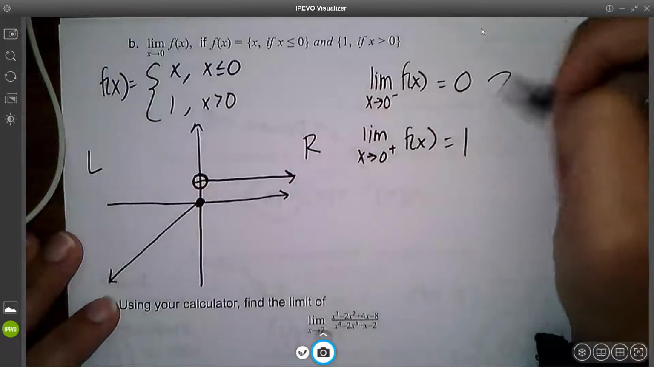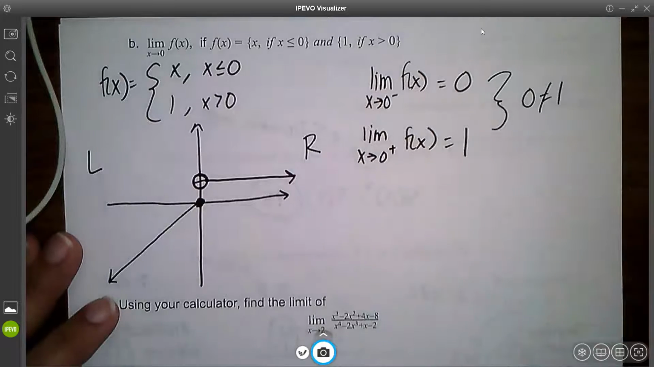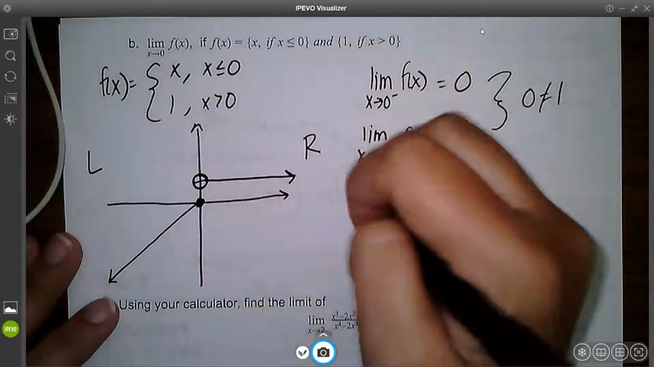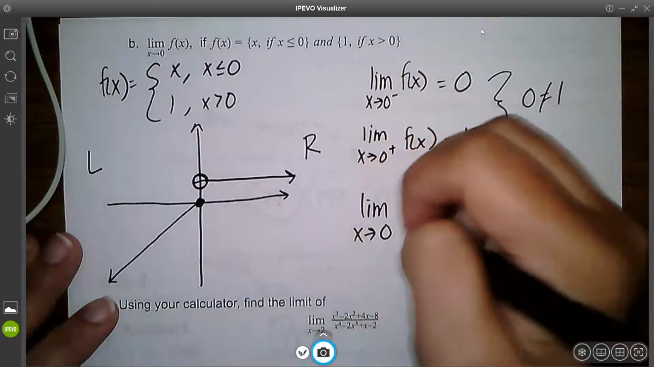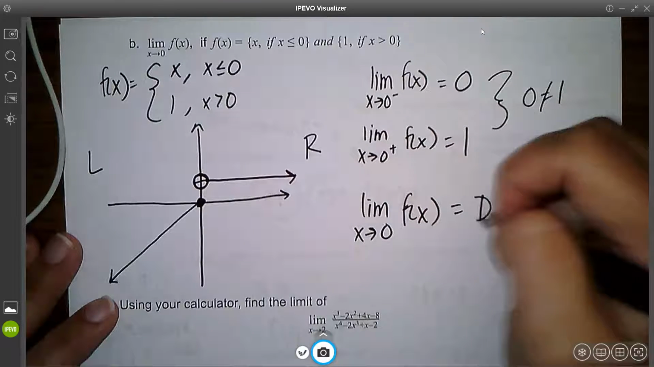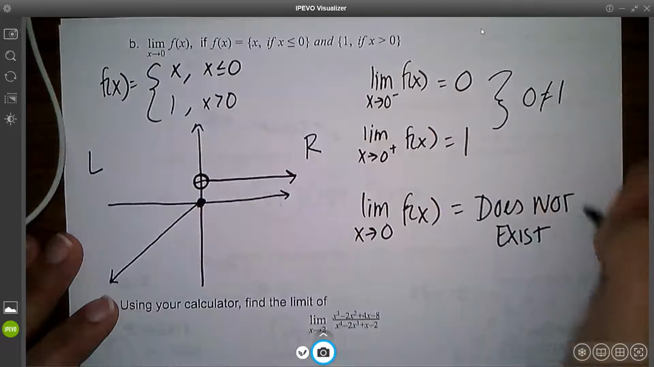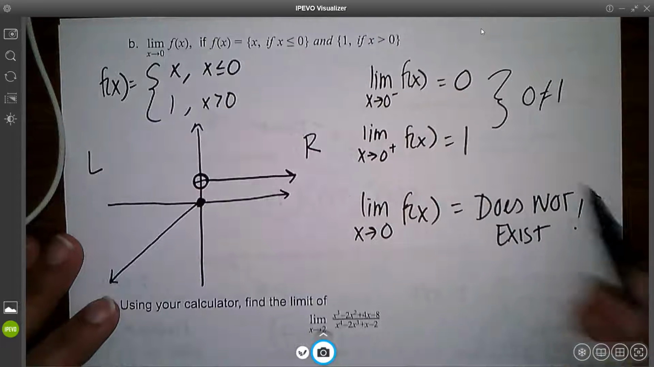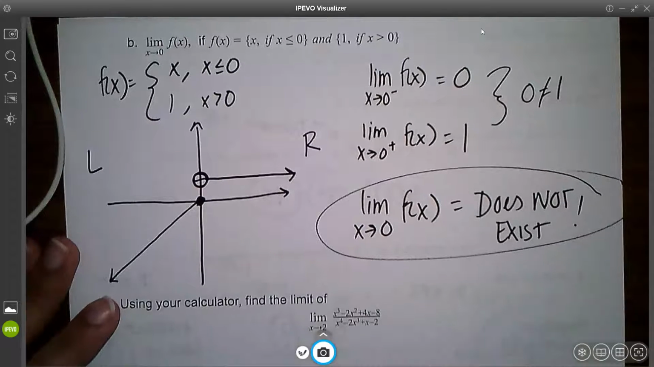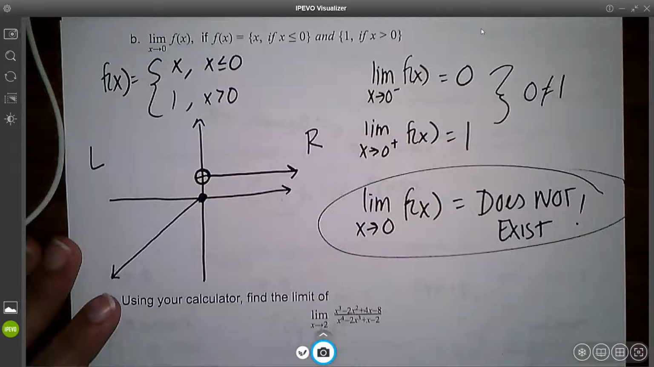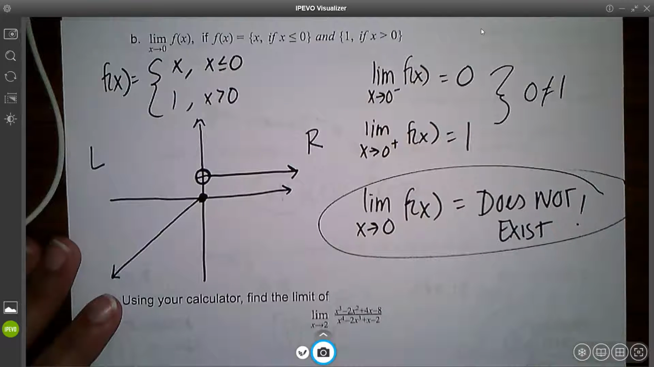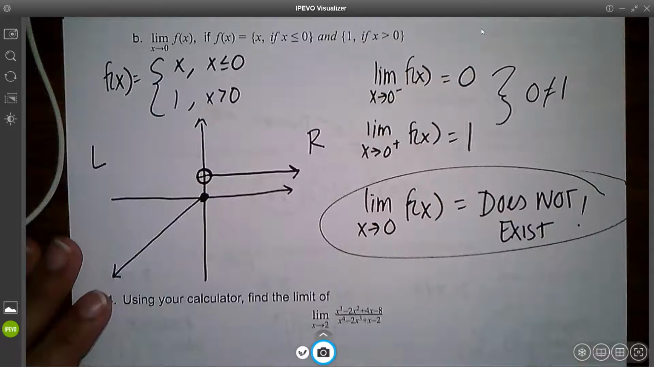So because these are different values, 0 is not equal to 1, then the limit of your function overall as x goes to 0 does not exist. If it's headed towards different values, your overall limit does not exist. It has to be headed towards the same value in order for your limit to exist. Questions?